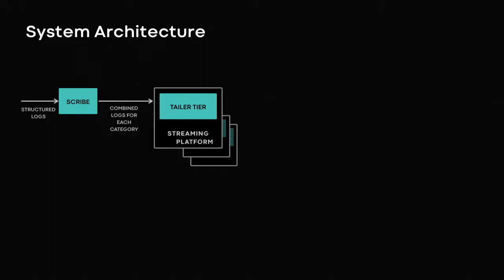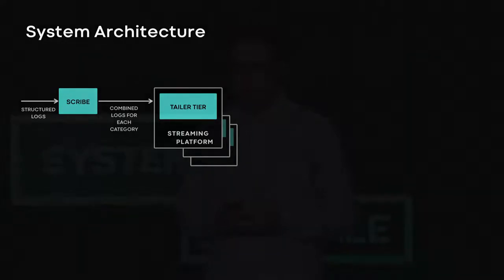The Tailor tier is built on top of Facebook's internal streaming platform. The streaming platform takes care of things like load balancing for us and dynamic scaling so that we can deal with fluctuations in the input rate. It also allows us to quickly deal with outages that potentially can be region-wide by restarting the jobs. And we can also go back to Scribe for a few days to read data if needed.